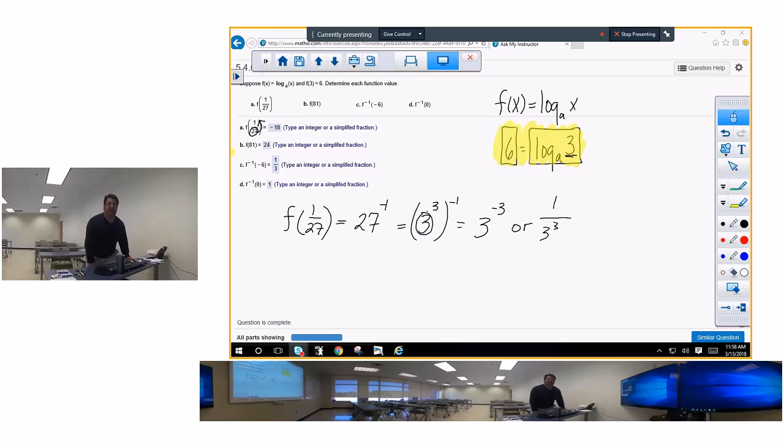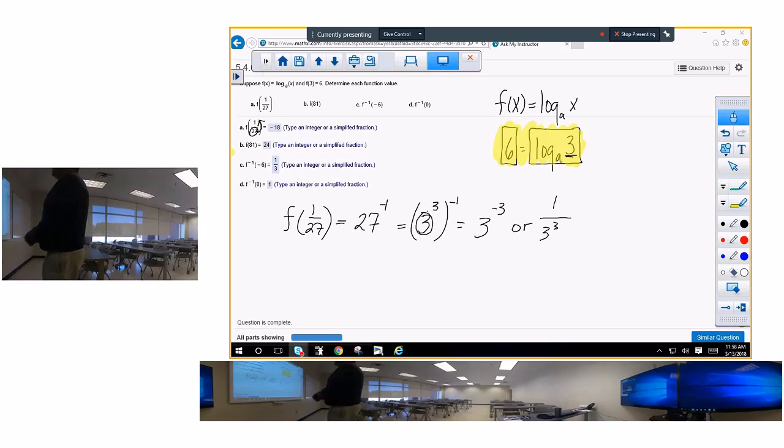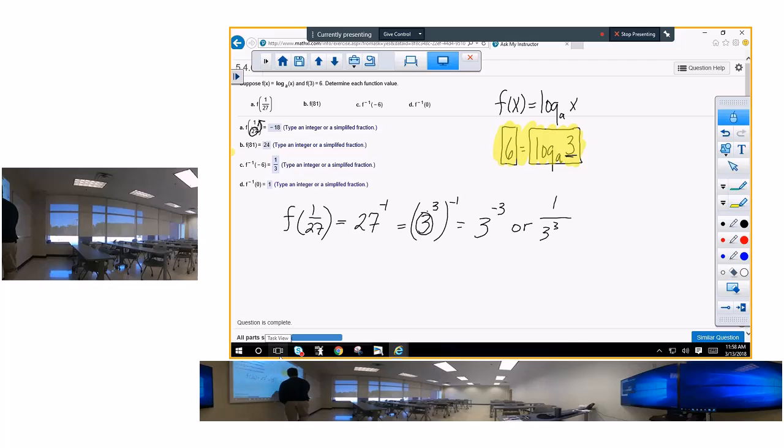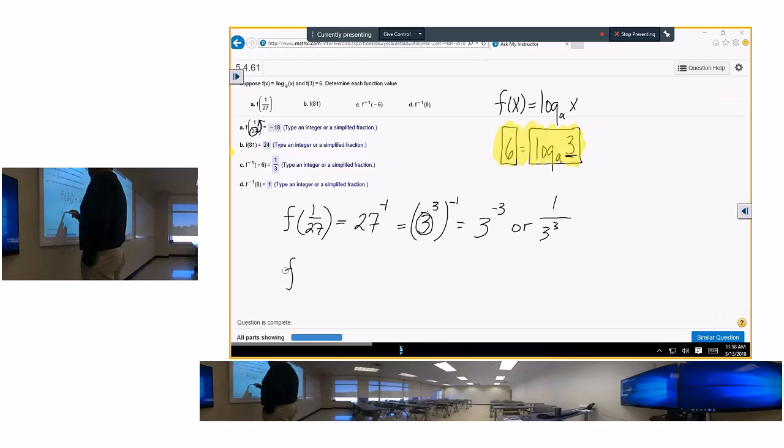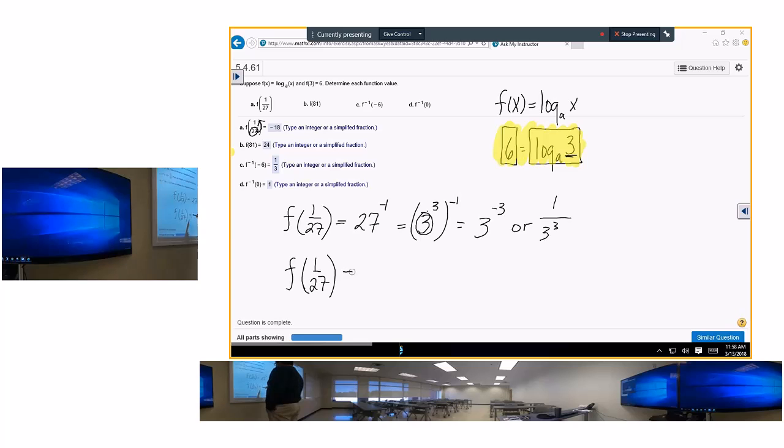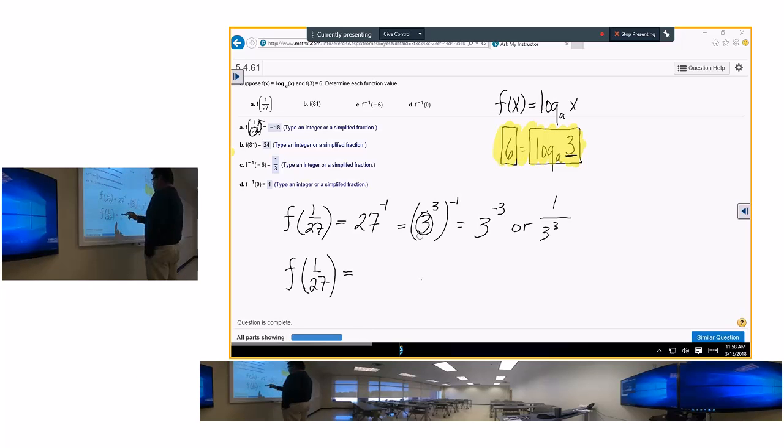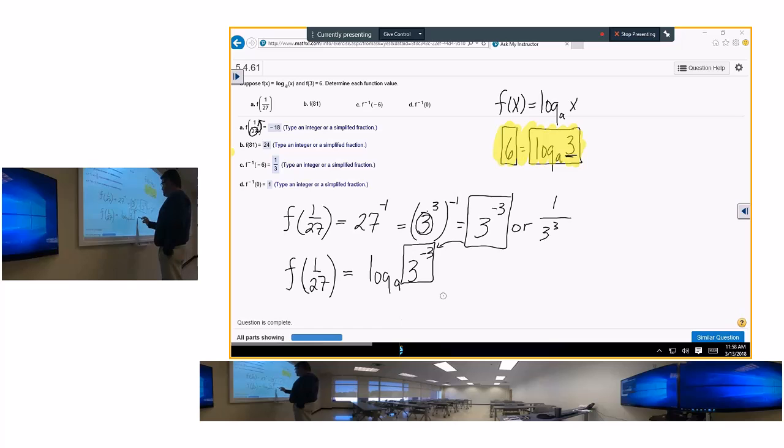I'm sorry, I sat down and I saw it. I can actually say that f of 1 over 27, and that's what that says, I'm going to plug that in, that 1 over 27, which is rewritten as 3 to the negative 3. I can say log base a of 3 to the negative 3. I just plug it in right there, because I'm plugging in 1 over 27, which is 3 to the negative 3. So that's equal to, using the exponent law of logarithms, negative 3 times log base a of 3. Now the log base a of 3 is your highlighted portion up here.